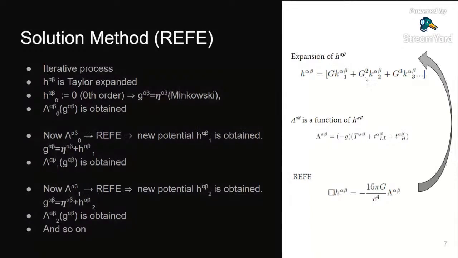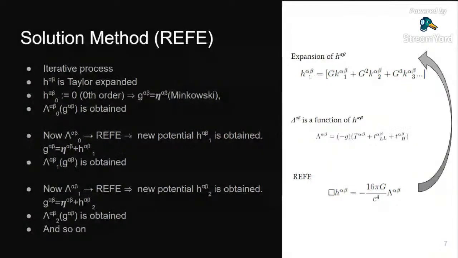So now our job is to find this h alpha beta and solve this relaxed Einstein field equation. The method is very simple. Let me clarify this. The metric of the spacetime of the observer is nothing but the local or the background metric plus this disturbance.